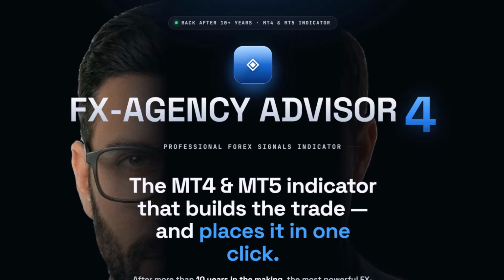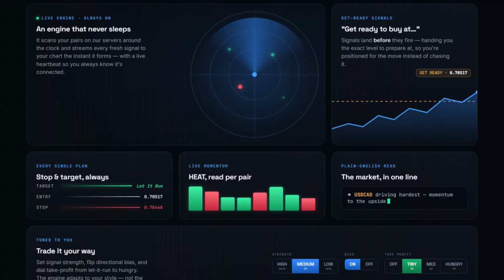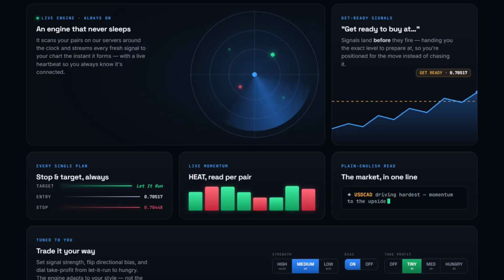Alright, if you're trading Forex on MetaTrader 4 or MetaTrader 5, and you're tired of constantly switching between charts trying to figure out which currency pair is actually worth your attention, then today's video is for you. Today we're taking a closer look at FX Agency Advisor 4, a professional Forex trading dashboard that combines live currency strength analysis, real-time market bias, trade planning, and one-click order placement, all from a single panel inside MetaTrader 4 and MetaTrader 5.